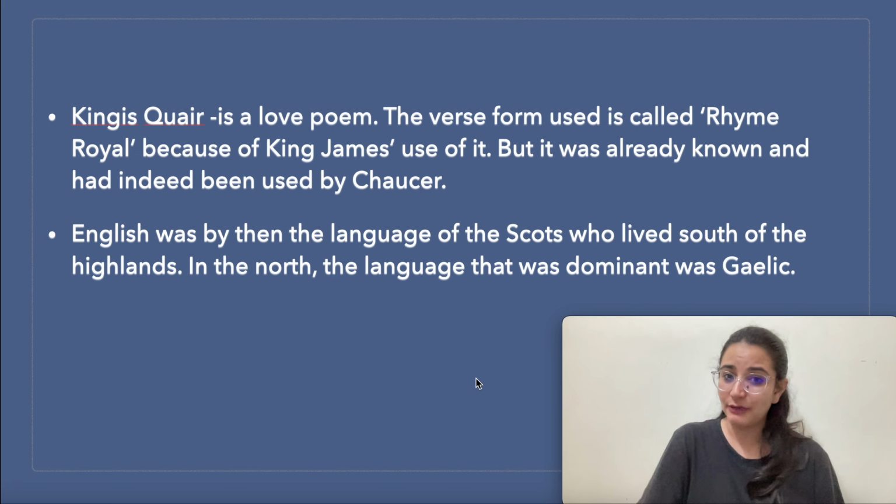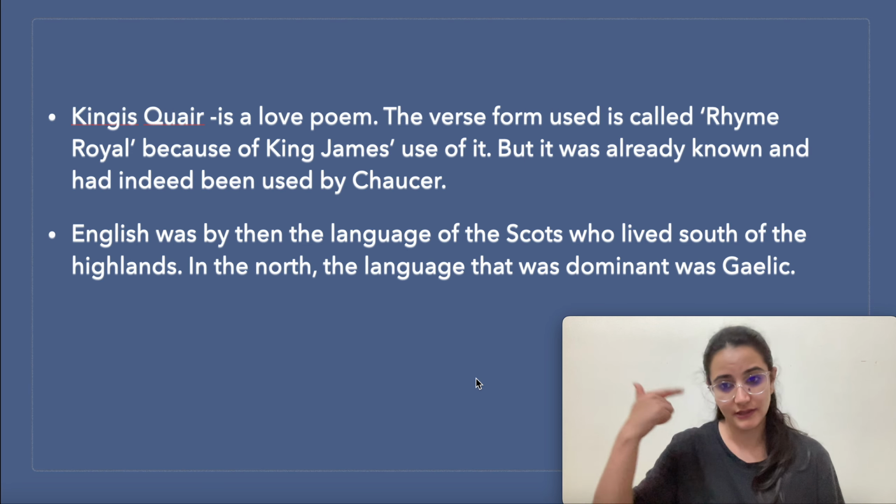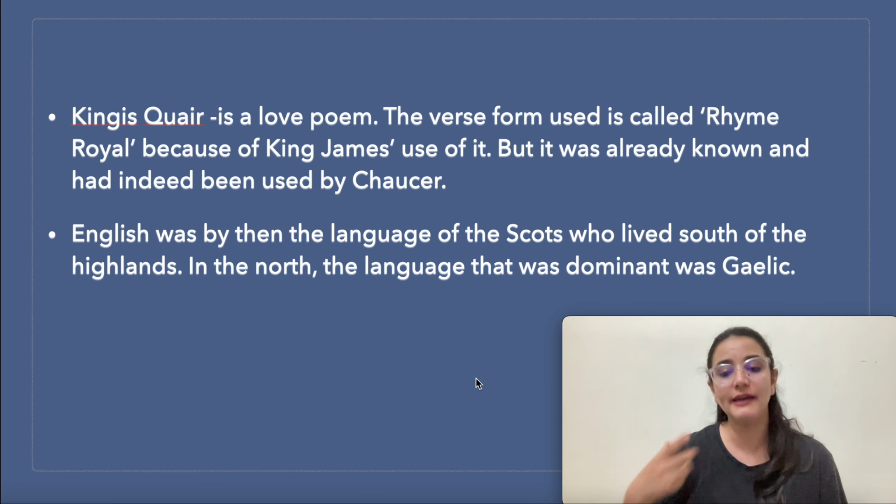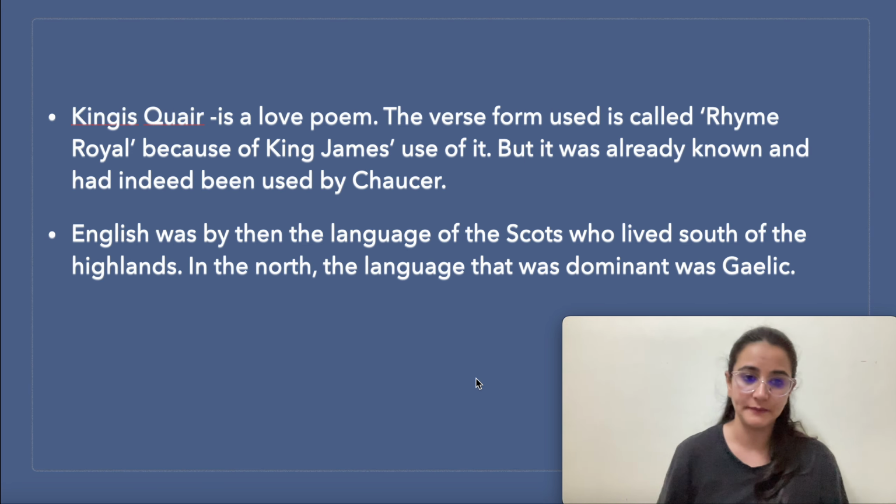In the north, the language that was dominant was Gaelic.